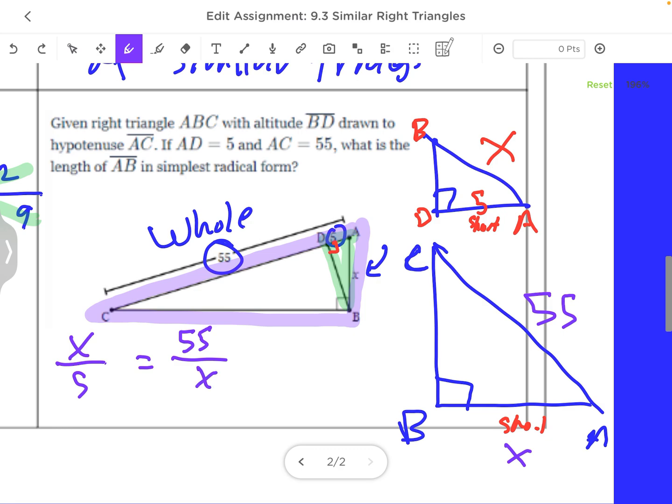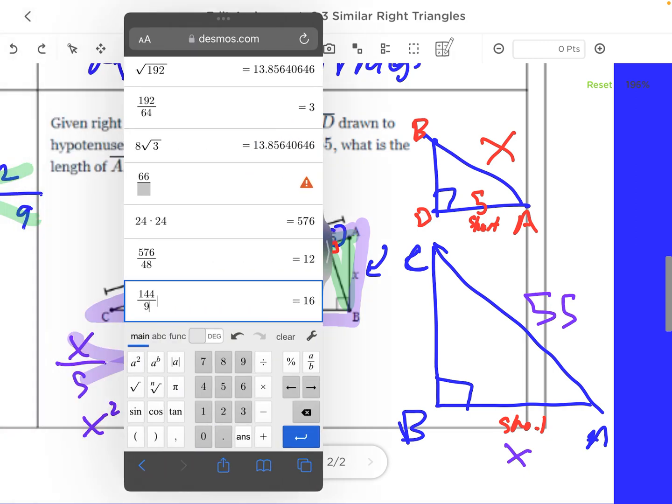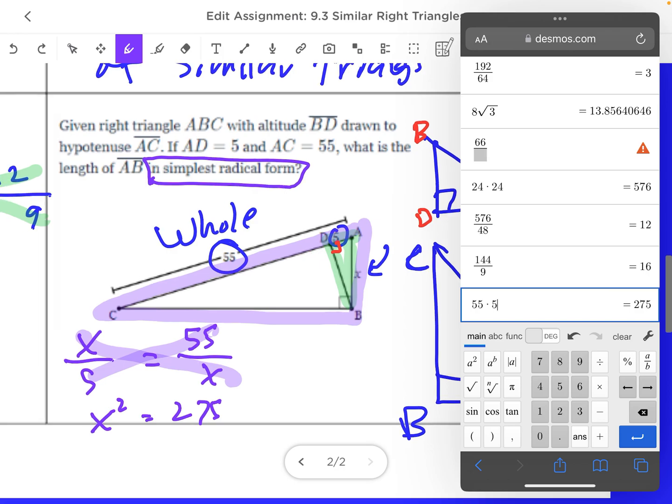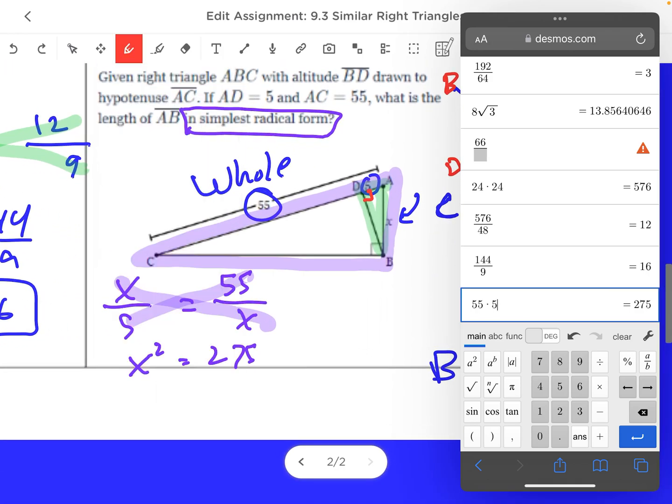Okay, now let's just cross multiply, right? x times x is x squared equals, okay, 55 times 5. All right, so that's fair if we don't know that one offhand. So let's put that in our calculator. 55 times 5, okay, gives us 275. Okay, now they want the answer in simplest radical form, so that means we need to see if it simplifies, right? So we're going to take the square root of that, which will give us x, which means I need to take the square root of 275.